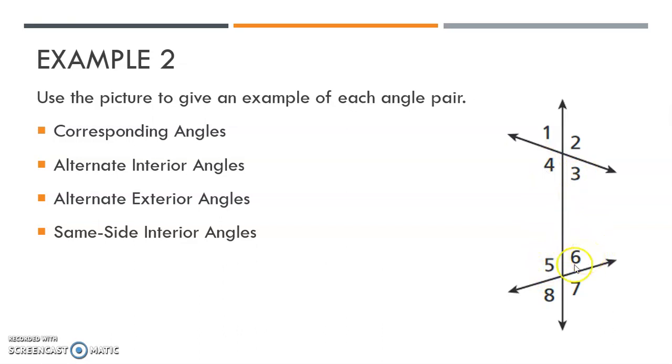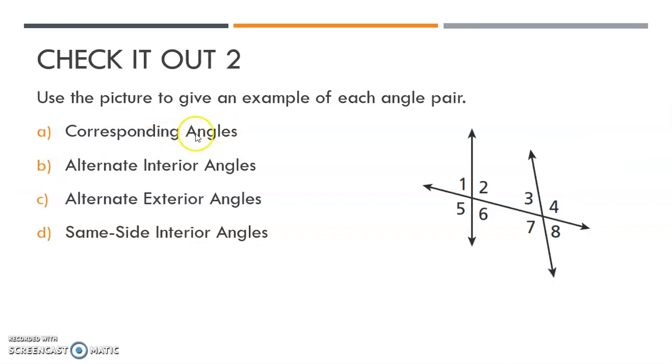Now just be careful. Sometimes they're going to rotate this picture and the transversals are going to be like vertical. The lines that the transversal touches are going to be vertical. So just be careful. And you have a check it out question coming next. So try the check it out question, put it on what you're going to submit, and then press play to see a little bit more. In check it out 2, they gave you this picture, and they want you to find all of these different types of angles. So write that down, and then see what I have for you next.